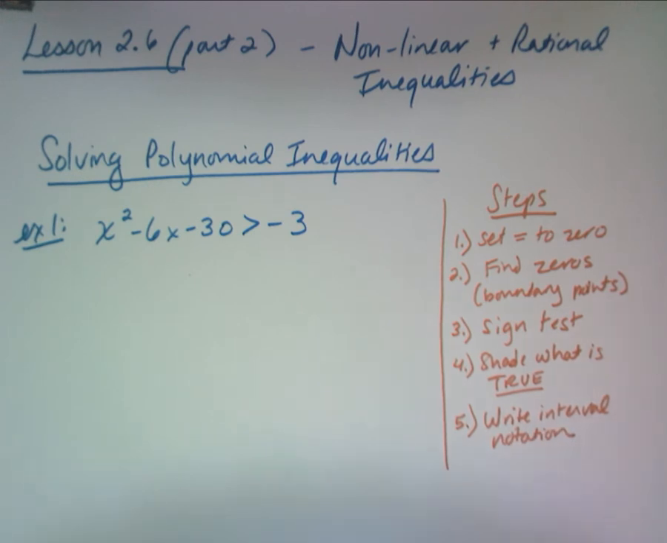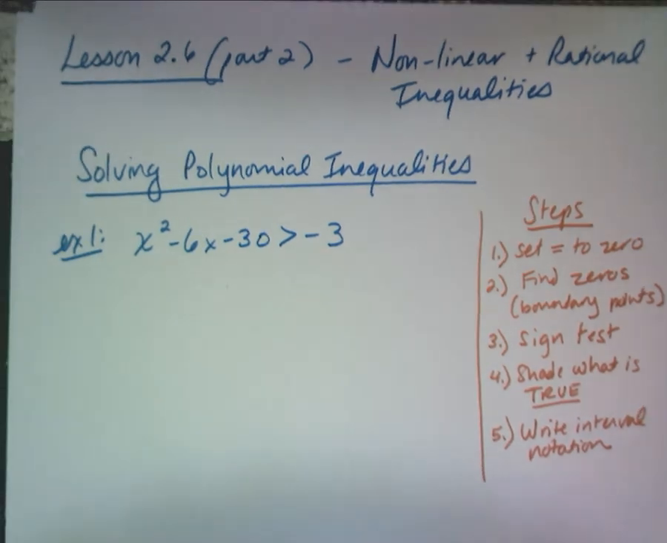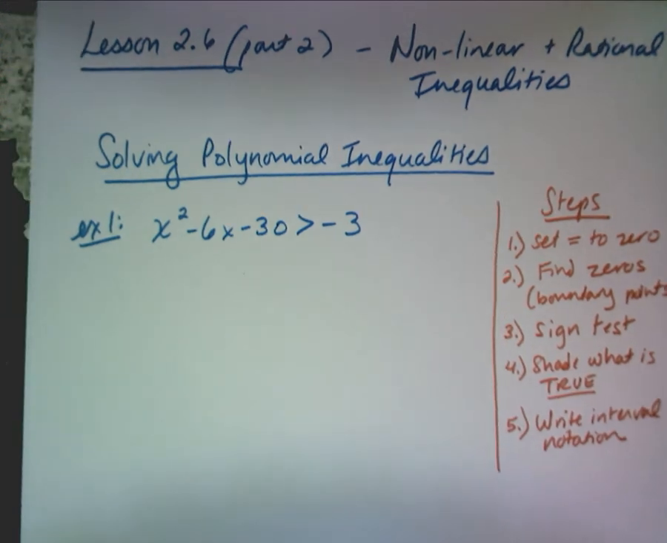Okay, set equal to 0. Find those zeros, find those boundary points. We're going to go on a number line and perform what's called a Sign Test. Once we do that Sign Test, we shade what's true and write in interval notation. Seems very easy, but obviously there's some work here. Okay, so let's go over here and start this one.